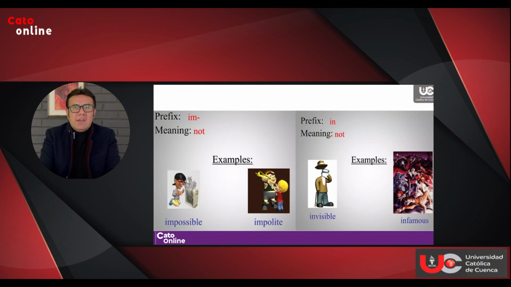Also, we have in, for negative sentences, like visible, invisible. Visible, you can see it, you can watch it. Invisible, you cannot watch it. Or for example, famous, a very well-known person, but the opposite, the other side, will be infamous, right?